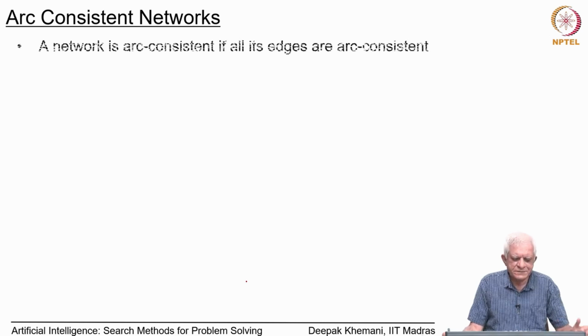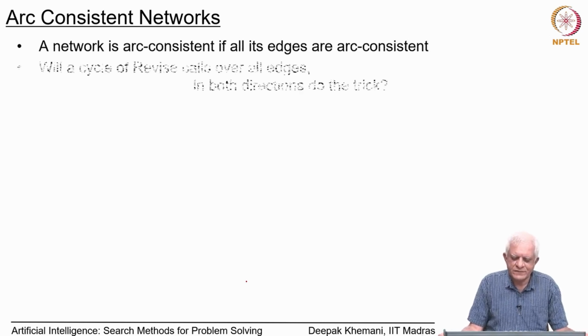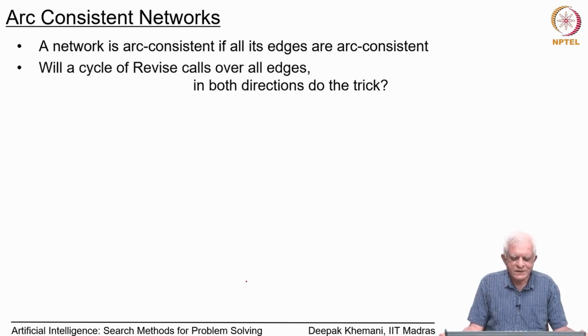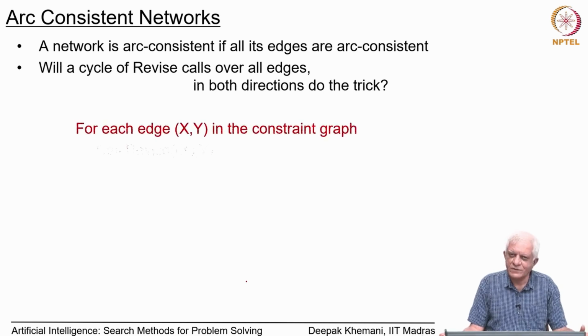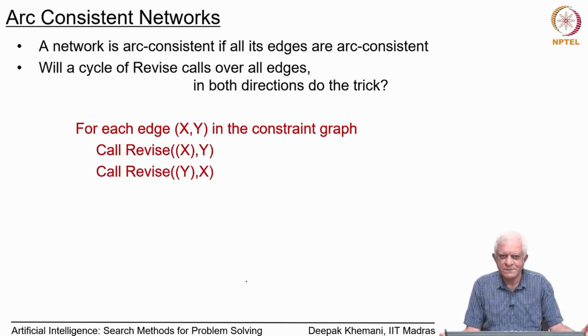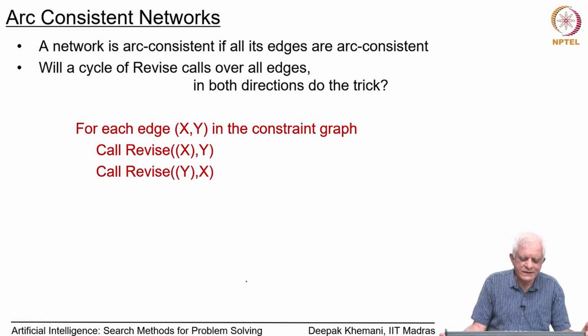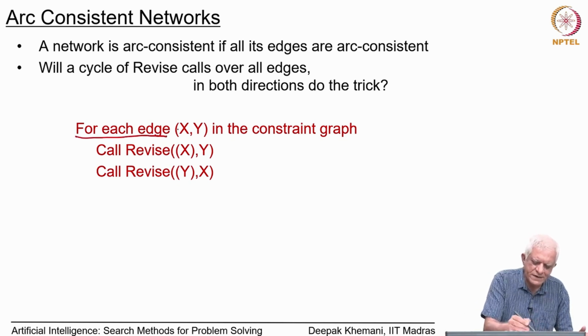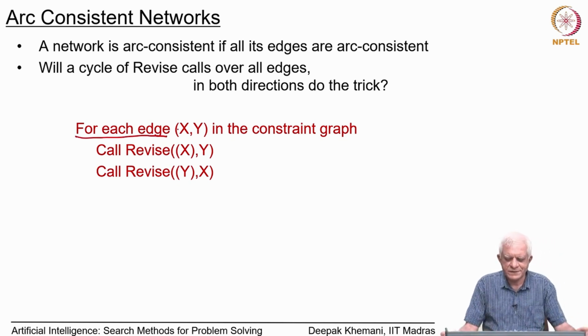So, we just said that a network is arc consistent if all its edges are arc consistent. So, will a cycle of revise calls over all edges in both directions do the trick? Can we do the following, and that is the algorithm that I have written here, or at least a snippet of an algorithm. It says that for each edge x y in the constraint graph, call revise x with respect to y and call revise y with respect to x. So, clearly you are addressing all edges, because we are saying for each edge, and we are looking at it in both directions.